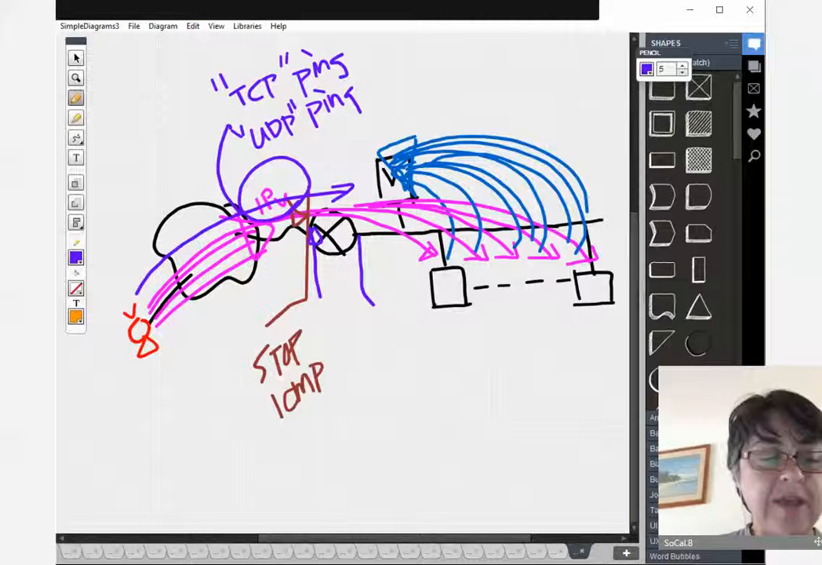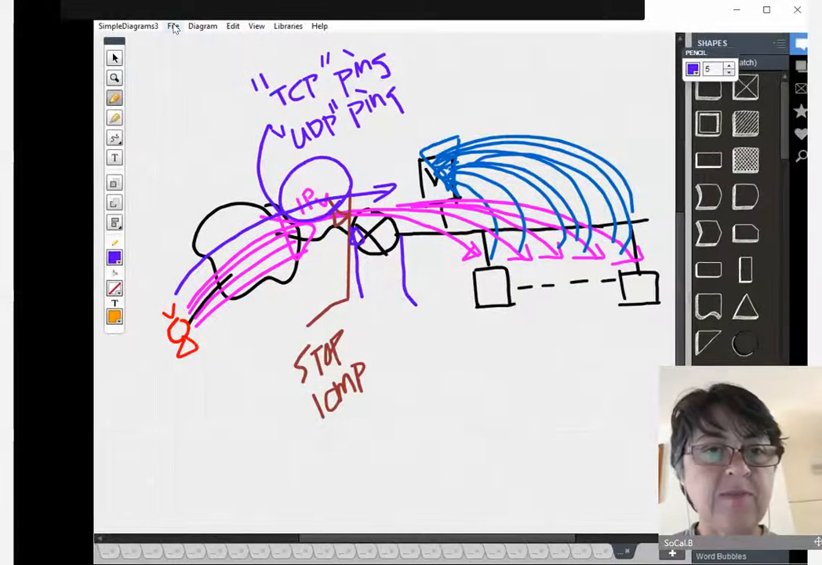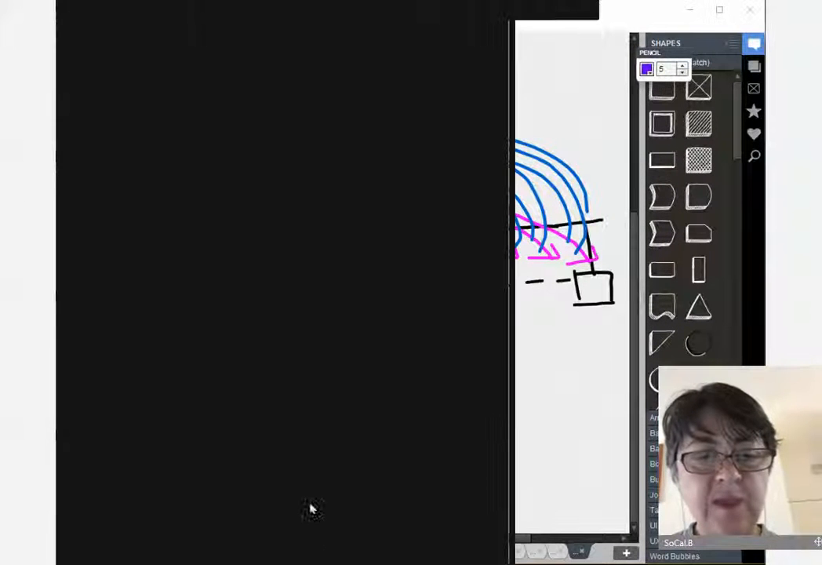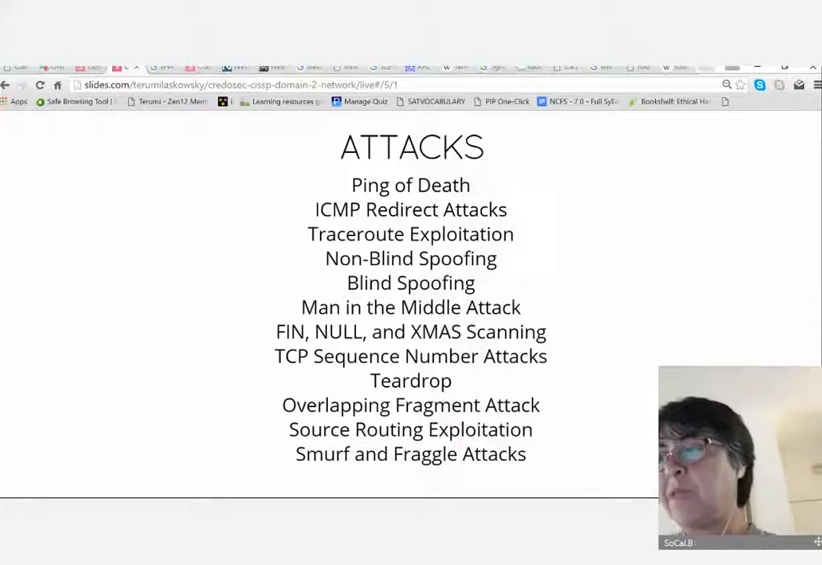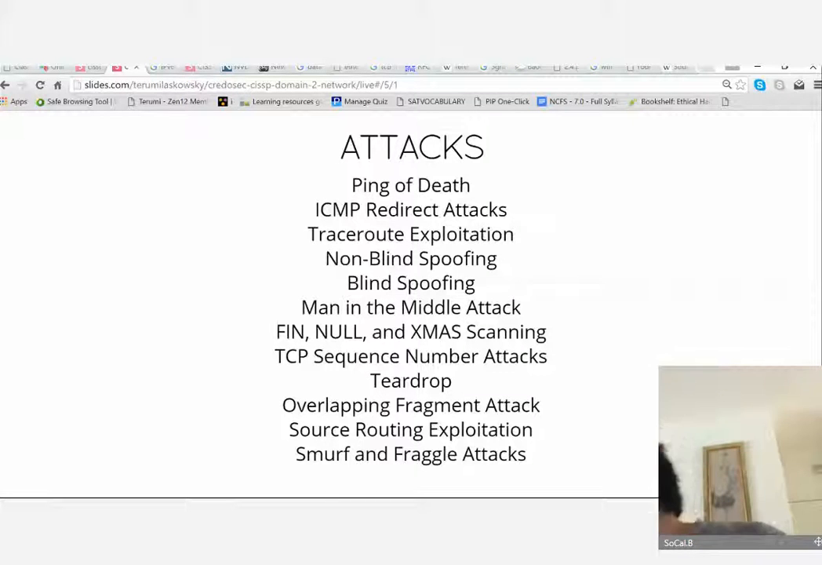So then let's see if there are no questions on this one. Let me just save that one, and move back. Okay, so we did the Smurf and Fraggle. We are still going to cover the Fin, the Null, and the Christmas scan.